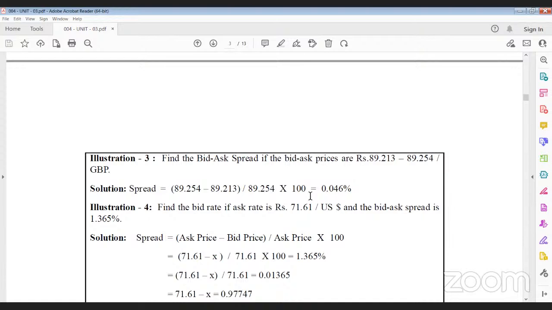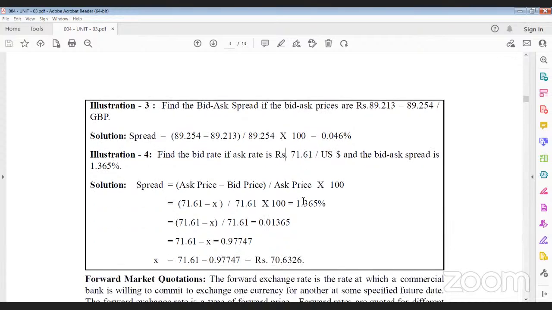That is 0.046%, the bank's profit in this particular transaction of buying and selling. Moving on, we have another example. Find the bid rate if the ask rate is given, US dollars, rupees, 71.61 US dollars, and the bid ask spread is 1.365.